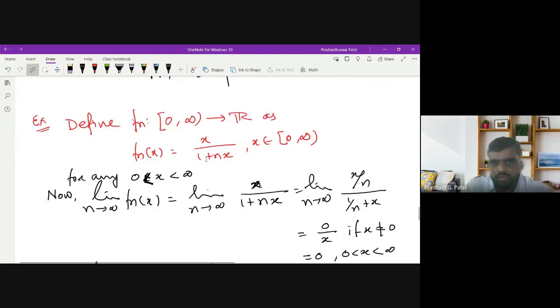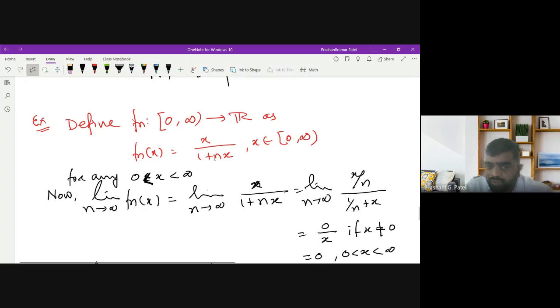It is x upon 1 plus nx. It is continuous except possibly at minus 1 by n, but that is not in the domain. Because it is a polynomial upon polynomial form, it is a rational function, and we know that rational functions are continuous if the denominator term is non-zero. Here the denominator is non-zero everywhere in the domain. If x is minus 1 by n, then it is 0, and at that point the function is not continuous, but that is not in the domain. So there is no problem with the continuity of fn(x).